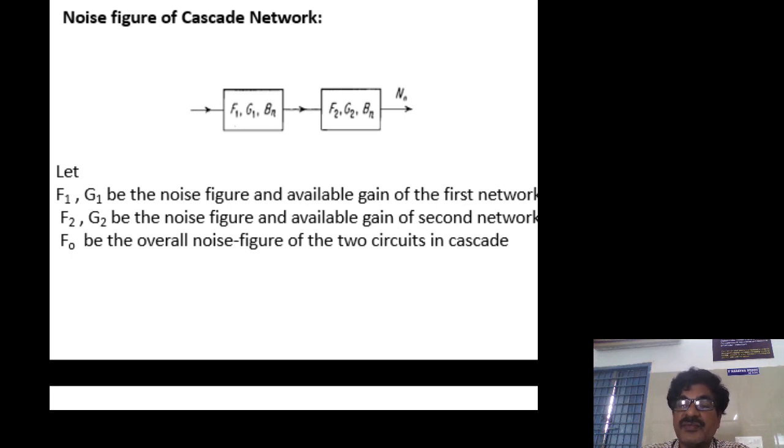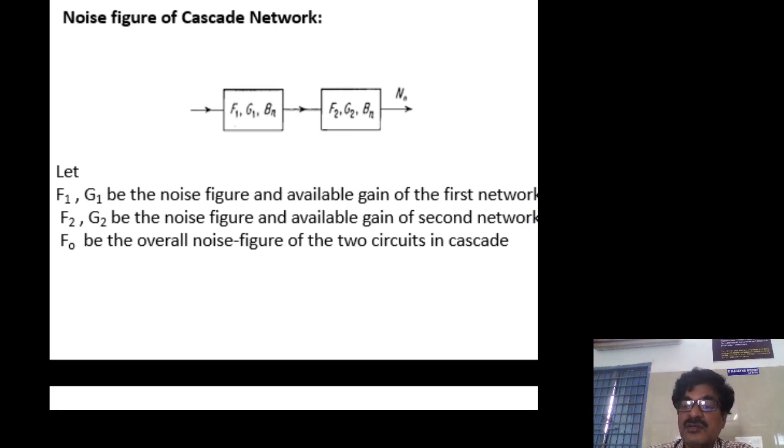And N naught is the total available noise output power for the cascading network. The notation F naught is used to express the noise figure for the two-stage cascade network. This type of two-stage cascade network we assume to derive the noise figure of the cascading network.